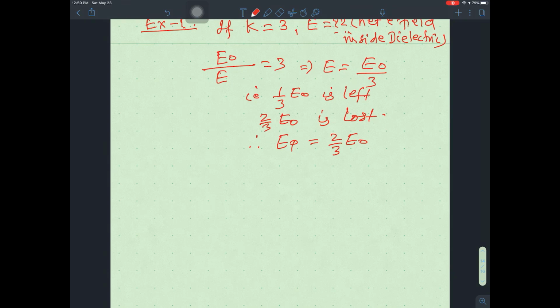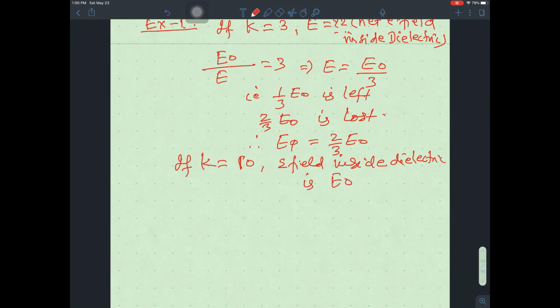Suppose K is equal to 10. K is the dielectric constant. Then the electric field inside the dielectric is E naught by 10. This is the thing that you should understand.